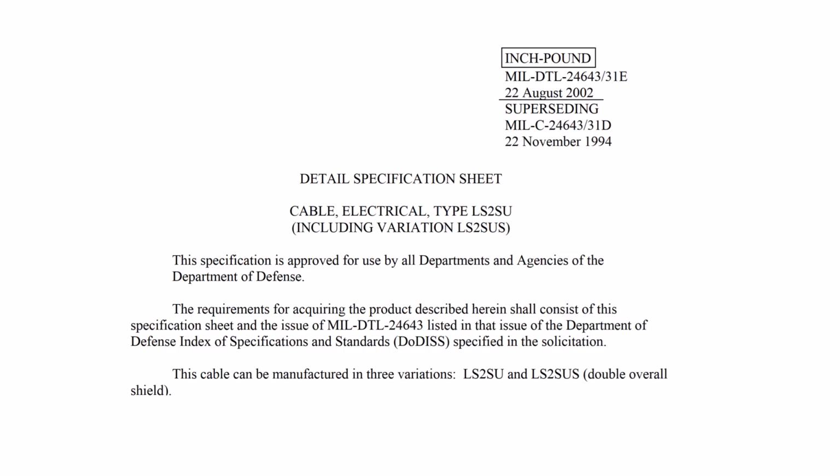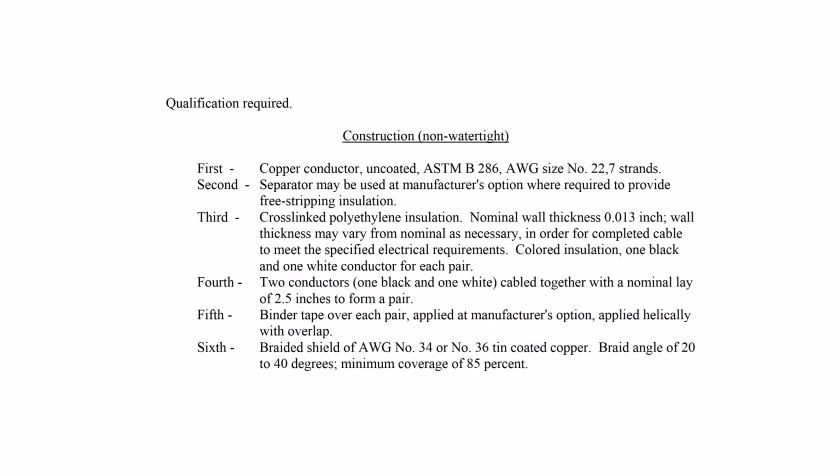When we scroll down to the construction section, the very first line states, copper conductor, uncoated, ASTM B286, AWG size number 22, 7 strands. ASTM stands for the American Society for Testing and Materials, and ASTM B286 is a standard that defines a requirement for uncoated, stranded copper conductors. This line also tells us that every cable variant in the specification uses the same conductor construction, that is 22 AWG, 7 strand bare copper, regardless of the number of pairs.